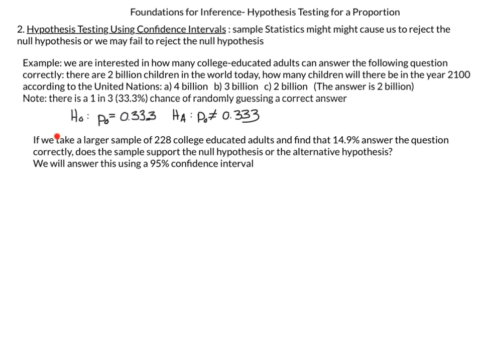Now, in this sample, we're going to take a larger sample of 228 college-educated adults. Let me just underline that. That's our N. And find that 14.9%, that's our P hat, answer the question correctly. So this is our point estimate from our sample. Does the sample support the null hypothesis, this P naught, or the alternative hypothesis? We'll answer using a 95% confidence interval.